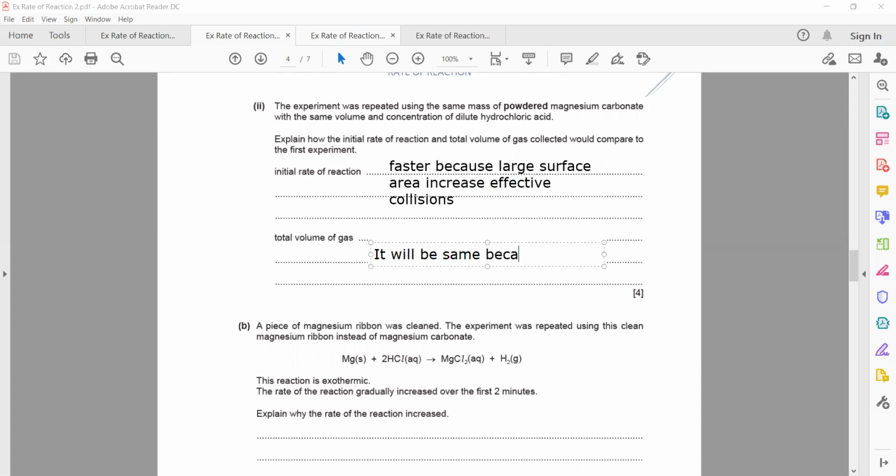because the same number of particles react compared to experiment 1. So in the first experiment and in the second experiment, we took the same amount of reactant. That's why the amount of product will be the same. Is it clear? Any doubt in this?